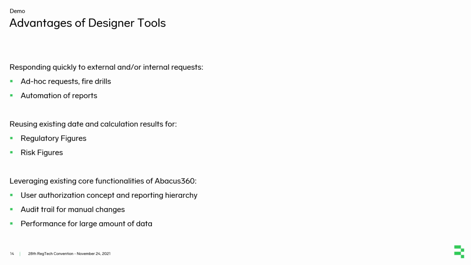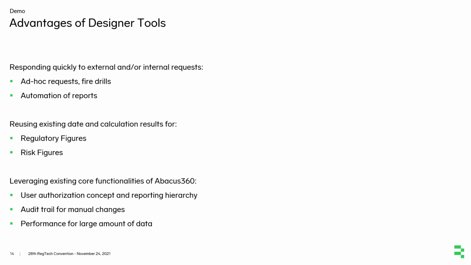Finally, with the Abacus designer tools, you can leverage the key functionalities of the software. What I mean by that is that you already have a user authorization concept in Abacus and a reporting hierarchy. So you can adjust and amend these to include the custom reports and make sure that only the people who are actually supposed to see this data or these reports can access them. Comparing that to your homemade data processing solution, you may think, why not just do a query on the database, put it in a folder, create Excel reports from that extract and send them around via email. But using Abacus, you have a much higher degree of security as a built-in functionality.